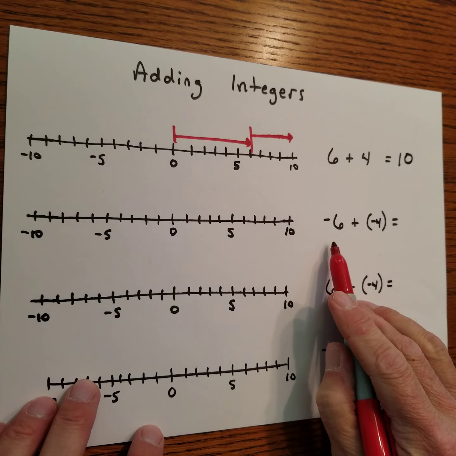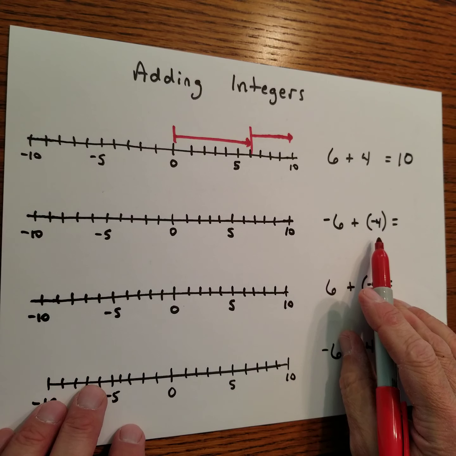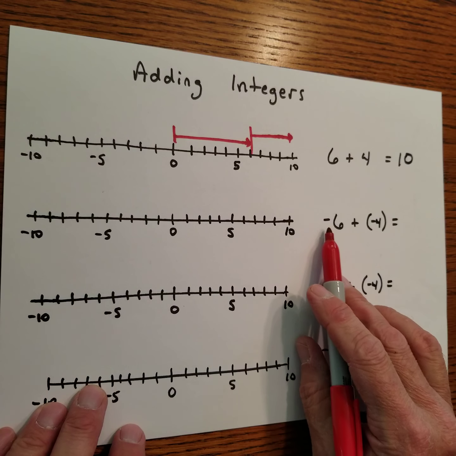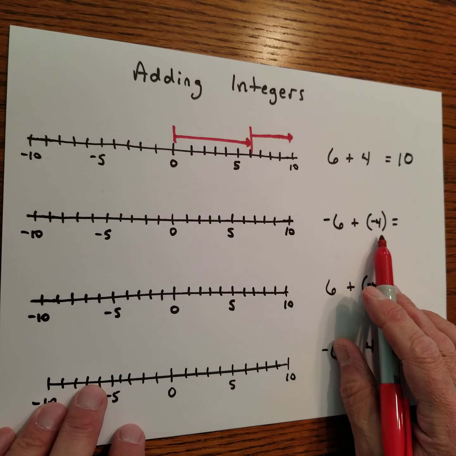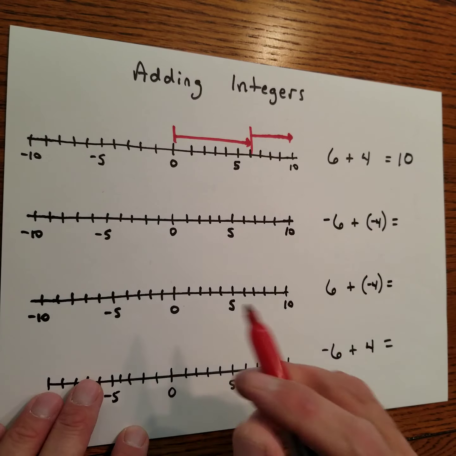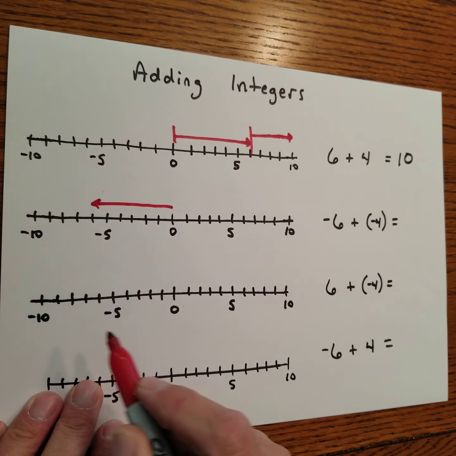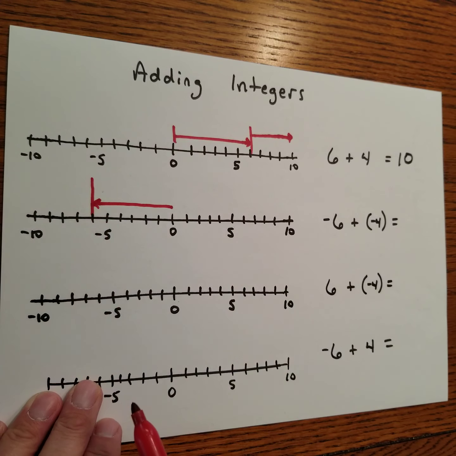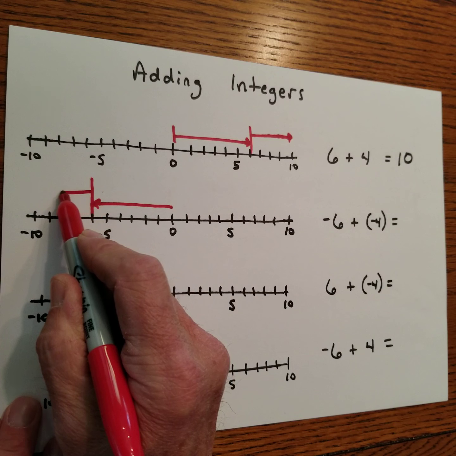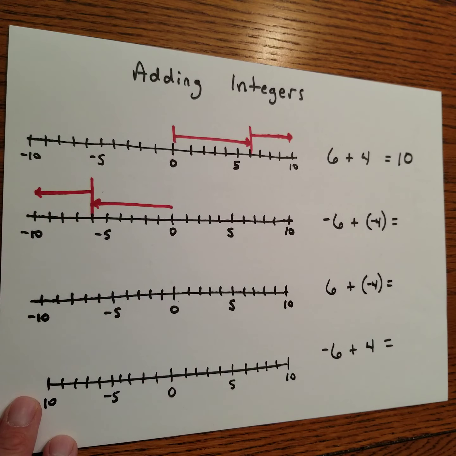What about negative 6 plus negative 4? This means move 6 to the left, then move 4 more to the left. If I move 6 to the left, then move 4 more to the left, I end up at negative 10.